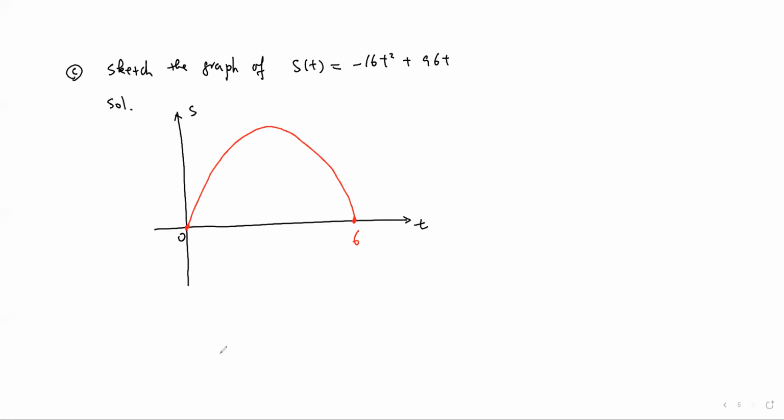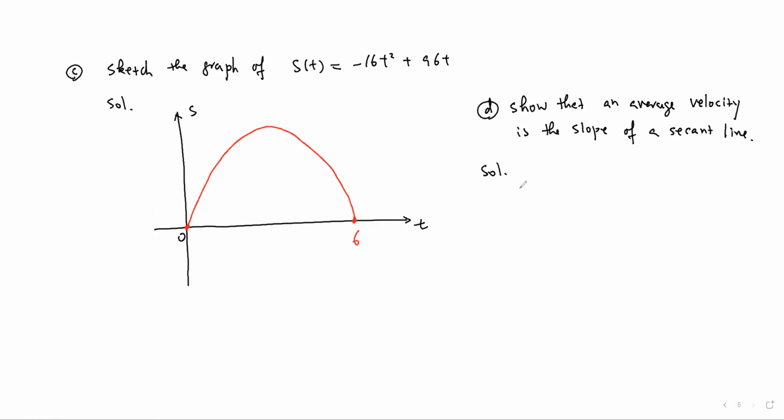This is question C. Now, question D. An average velocity is the slope of a secant line.